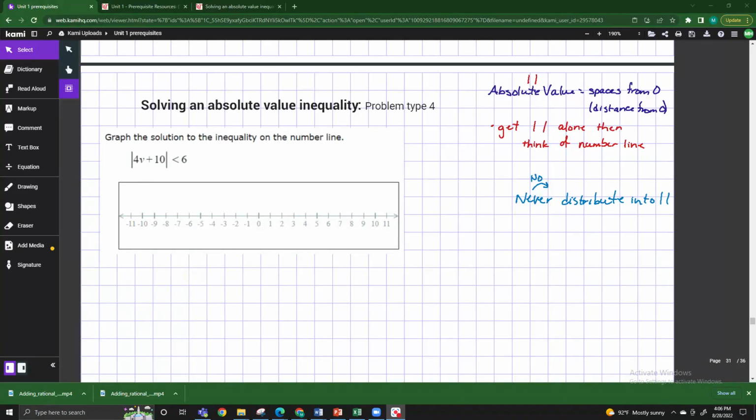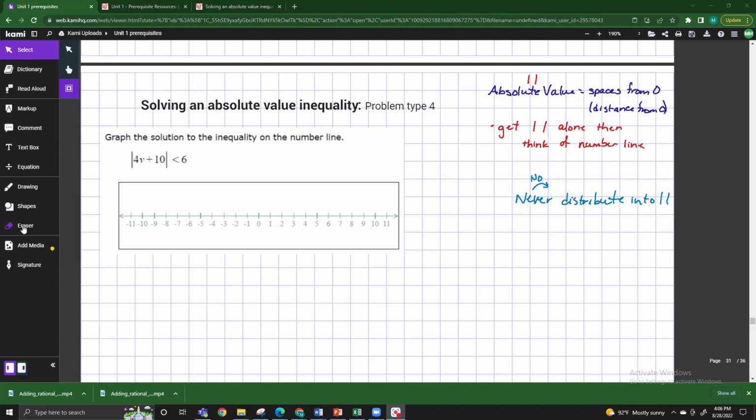All right, so solving an absolute value inequality. We're still talking about absolute value being the number of spaces from 0. In this case, we have an inequality. Our goal is always to get the absolute value alone by itself first. This problem is already that way, and then we're going to think of a number line. So we're saying that the absolute value of 4v plus 10 has to be less than 6 spaces from 0.